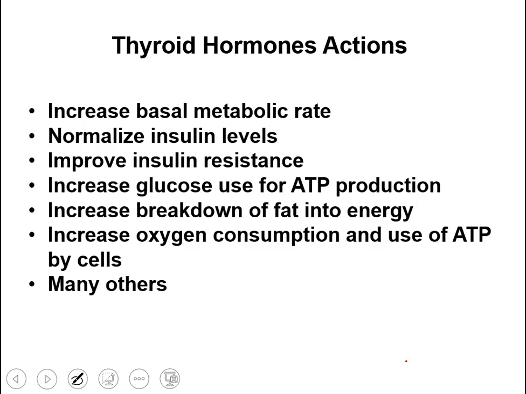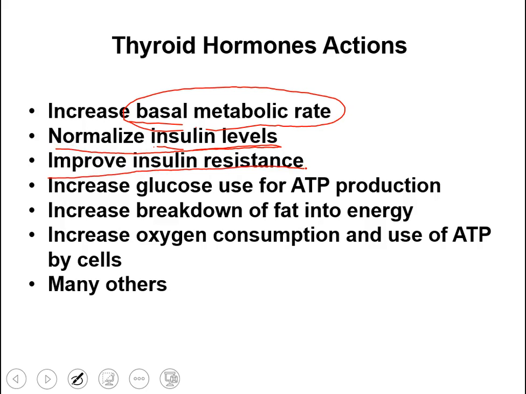Functions of thyroid hormones are multiple, and most of them are directed to increase basal metabolic rate in the cells and organism. I'm talking, of course, about T3 and T4 hormones. Thyroid hormones normalize insulin level, it is a well-known fact, improve insulin resistance, increase glucose use for ATP production, promote breakdown of fat into energy, and increase oxygen consumption and use of ATP by cells. So pretty multiple functions. You will get more details in physiology lectures.